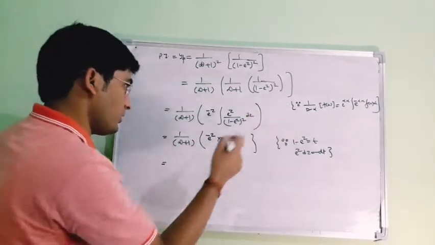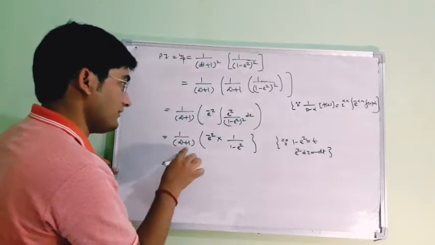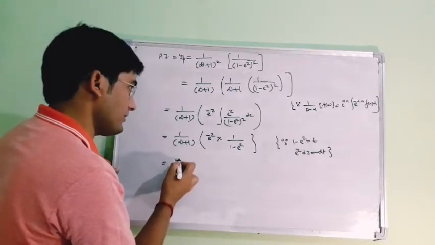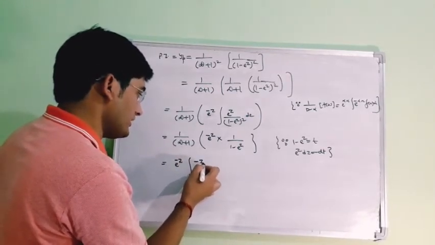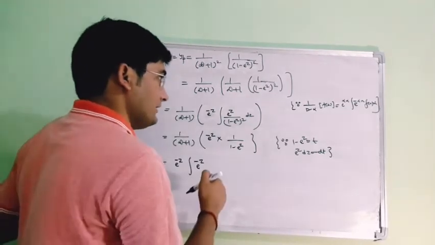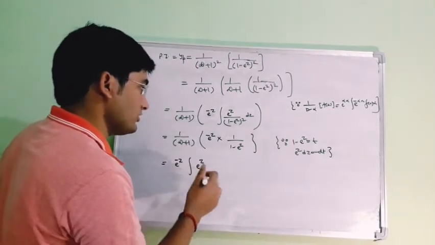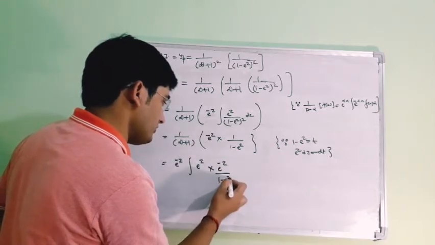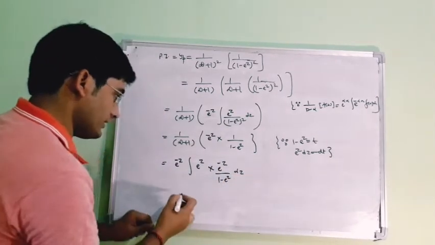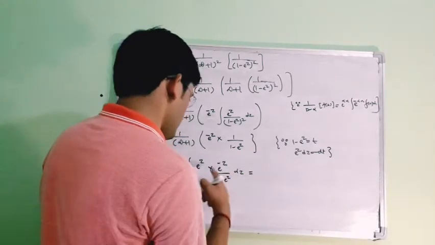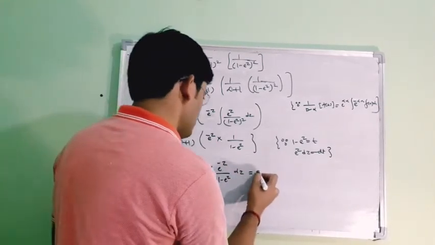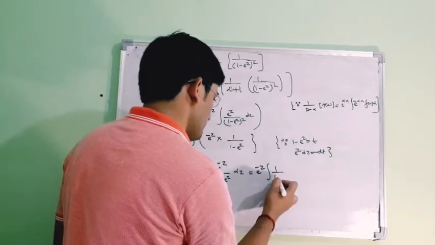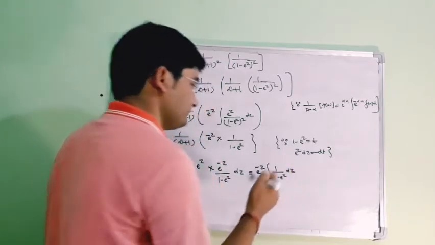So with the help of this formula, we will get e to the power alpha is our minus 1, so we will get e to the power minus z, then again e to the power minus z, and then here we will get e to the power z. Now we have this bracket as e to the power minus z upon (1 minus e to the power z) into dz. So you can see that this is equal to, now this term will get cancelled, so we will have e to the power minus z upon integration of 1 upon (1 minus e to the power z) dz.